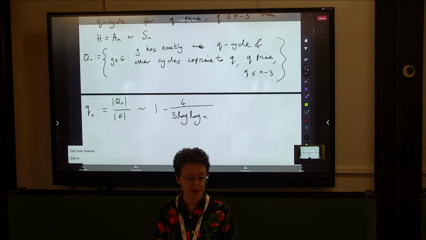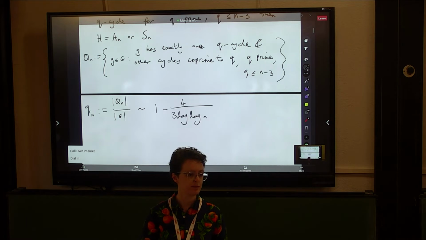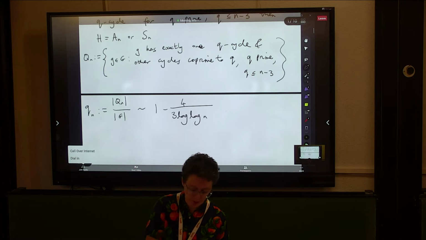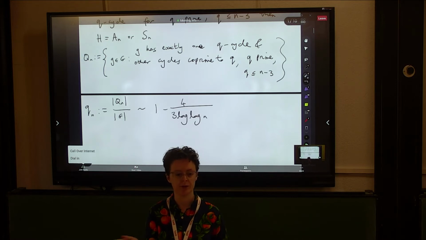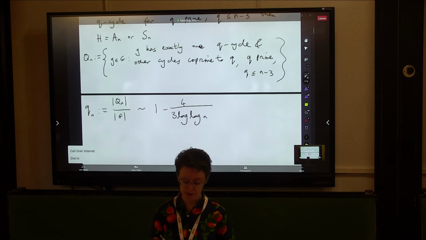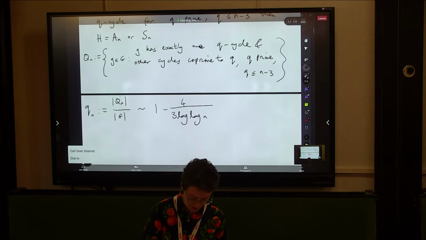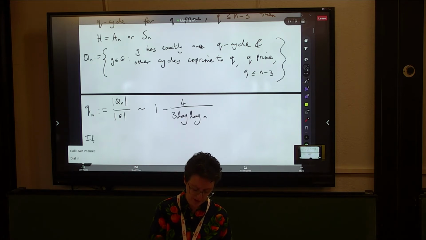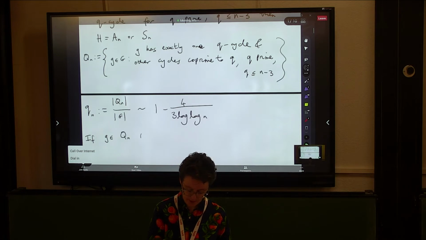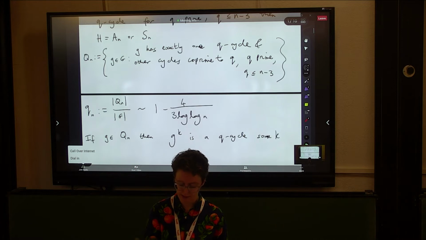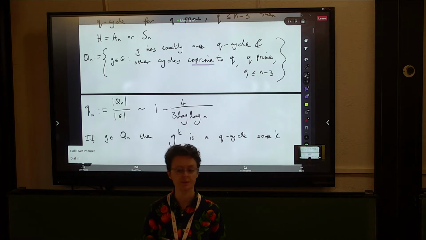Okay. So again, this is using statistics of random permutations, just looking at their cycle types. Okay, but this set here is not quite what we wanted, right? We need q-cycles. We have q-cycles with other stuff attached. So what you do is, because the other cycles are coprime, you just take a power to annihilate them. So if you have an element g in Q_n, then g to the k is a q-cycle for some power k, chosen so that it annihilates the other coprime cycles.